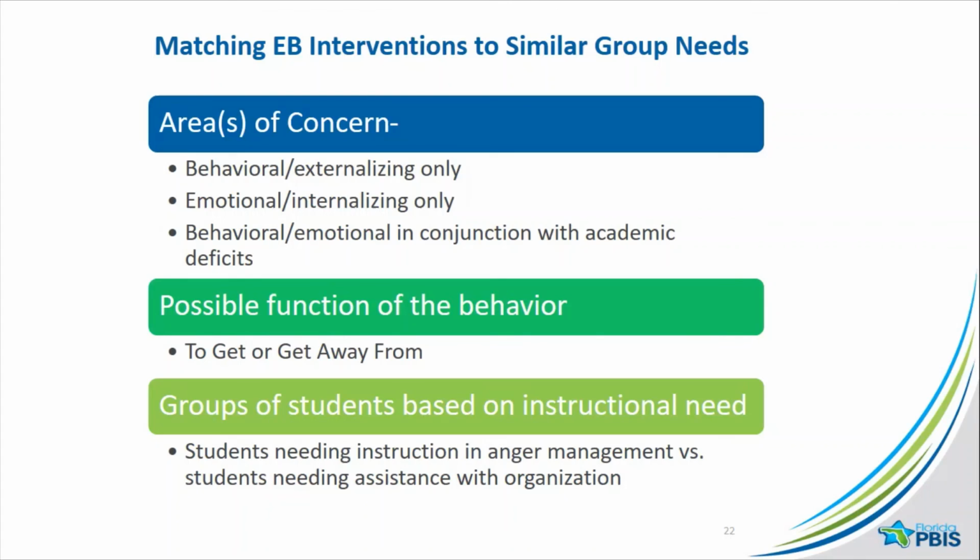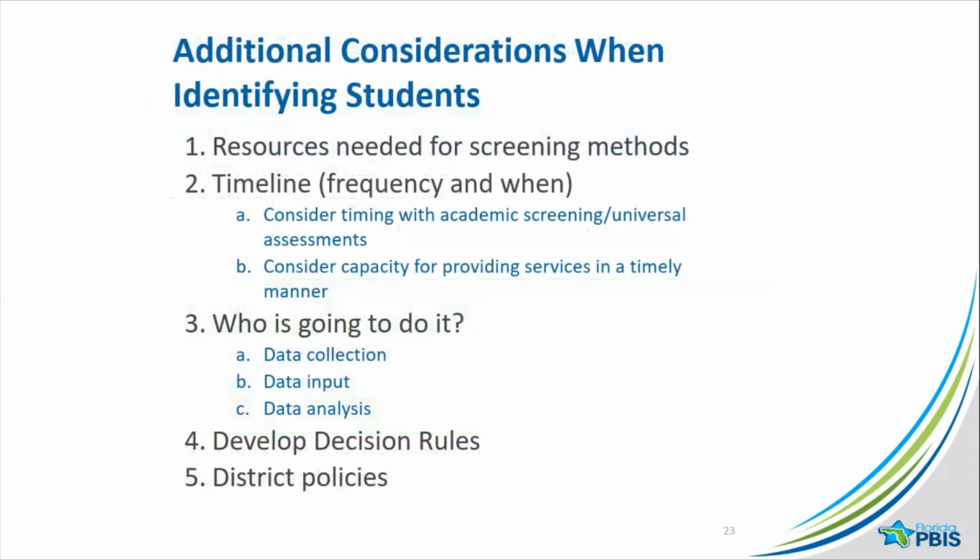We have kids who have both behavioral and emotional concerns, with some academic deficits. We're also going to look at how to do this by function. So thinking of, are they trying to get something or get away from something, to match our interventions? And keeping in mind groups of students by instructional need, such as anger management or kids who need assistance with organization. So the scope, and why we spend so much time on identification, is to help set us up for grouping by common needs.